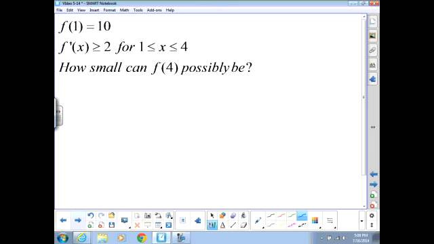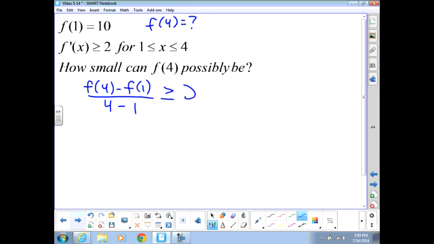Last example, we've got f of 1 equals 10. They're telling us that our derivative is staying greater than or equal to 2 always, and we're looking at the interval 1 to 4. So this is going to again be a mean value. We know f of 1 is 10. F of 4, we don't know. So we've got f of 4 minus f of 1 over 4 minus 1. We know has to stay greater than or equal to 2 because they told us the derivative is always going to be greater than or equal to 2, and we know that this should equal the derivative at some point.